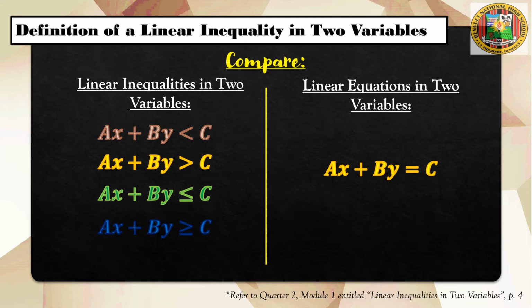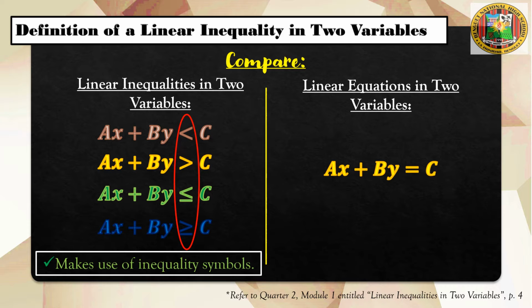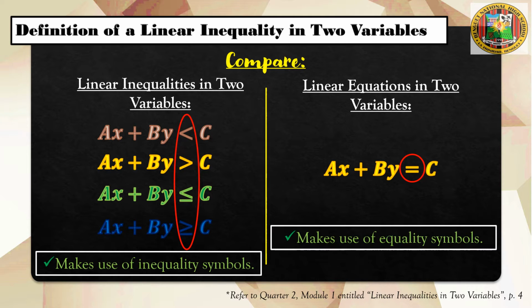The difference between these two algebraic expressions is that the linear inequalities make use of inequality symbols such as less than or greater than, while linear equations make use of the only equality symbol, which is the equal sign.